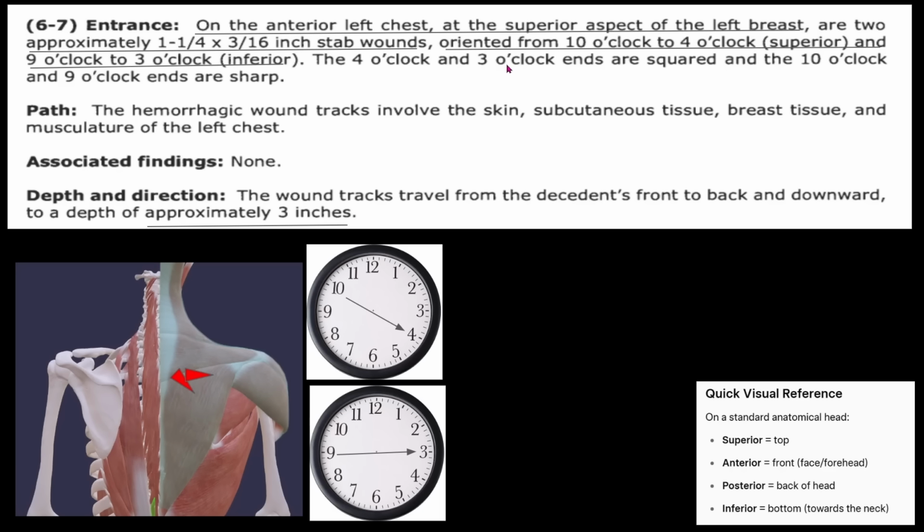The 4 o'clock end and the 3 o'clock ends are squared. The 10 and the 9 ends are sharp. At 3 inches, even the K-bar flattens out on that side. So there's no way to know what type of knife this was. Even though it's a little bit wider than the K-bar blade, it's pretty consistent at 3 inches. But these are non-fatal wounds. This just cut the subcutaneous tissue, breast tissue, and musculature of the left chest. So these were not fatal.